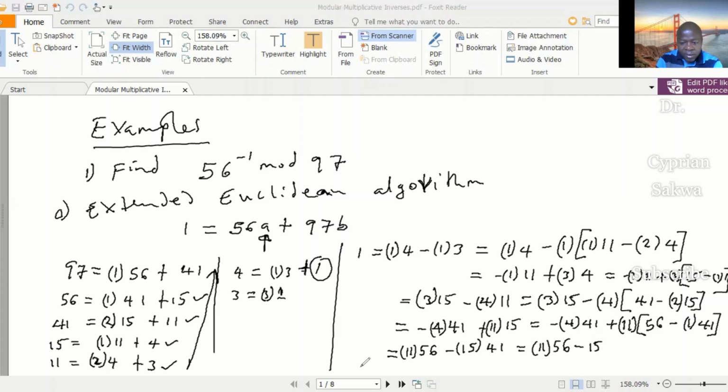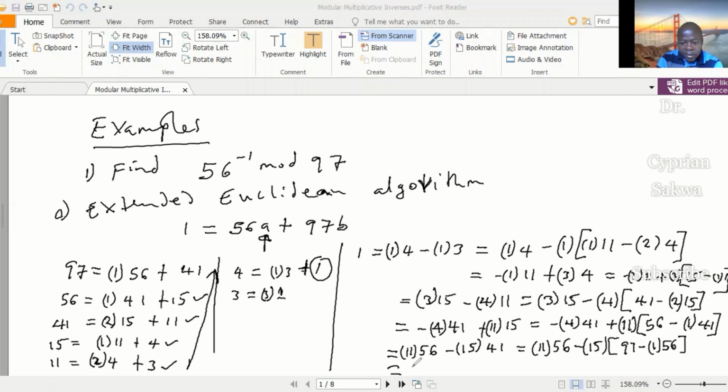So I was saying that 41 is 97 minus 1 multiplied by 56, and that is the last replacement. So let's now write the result.